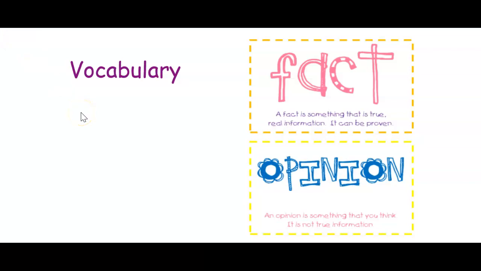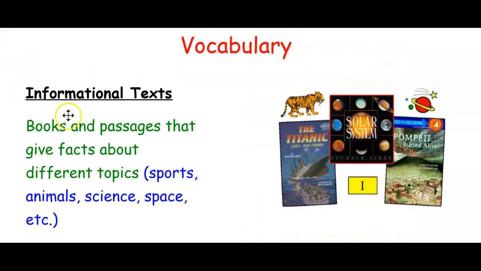Remember, boys and girls, our vocabulary words are fact, and that's something that's true and you can prove it. And opinion. Remember, that's how someone thinks or feels, and everyone may not agree. We also have informational texts, and those are books that give information about different topics such as sports, animals, science, space, and more.